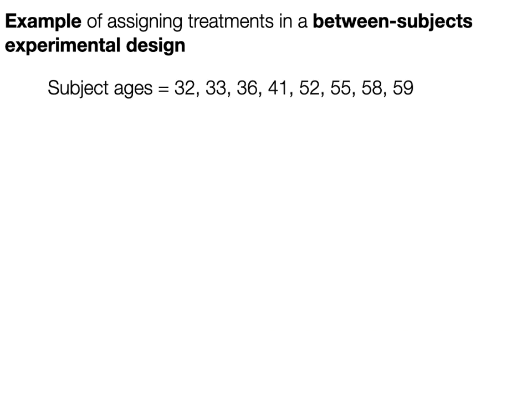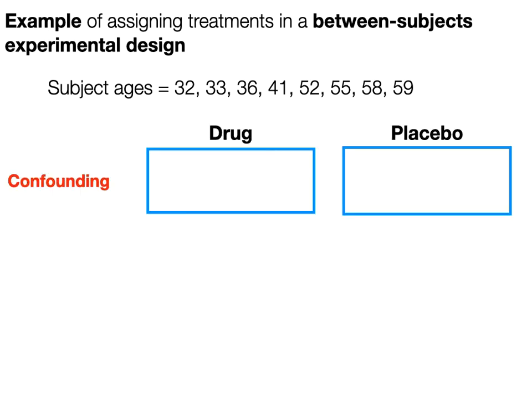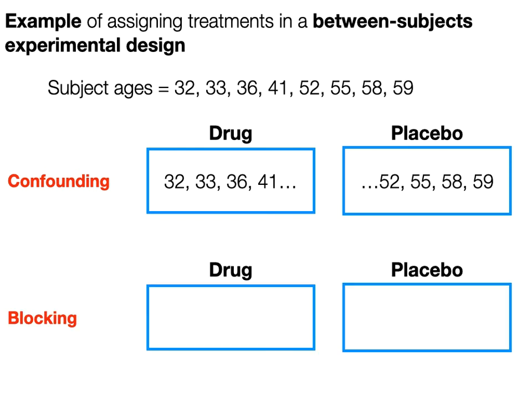So let me show you what I mean by that in a little illustration. Imagine our sample is this set of subjects here, and these are their ages, the youngest one being 32 and the oldest being 59. There's only 8 here just to make this illustration a little bit quicker. Our confounding method might be, okay, let's put the young people in the drug group and the old people in the placebo group. Clearly, that's not a good idea.